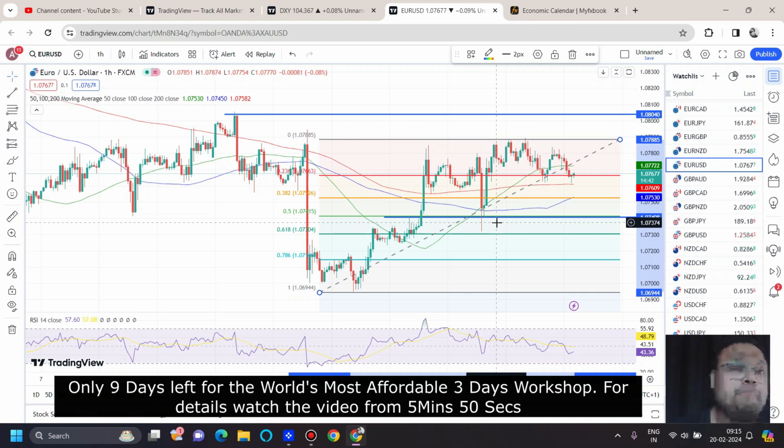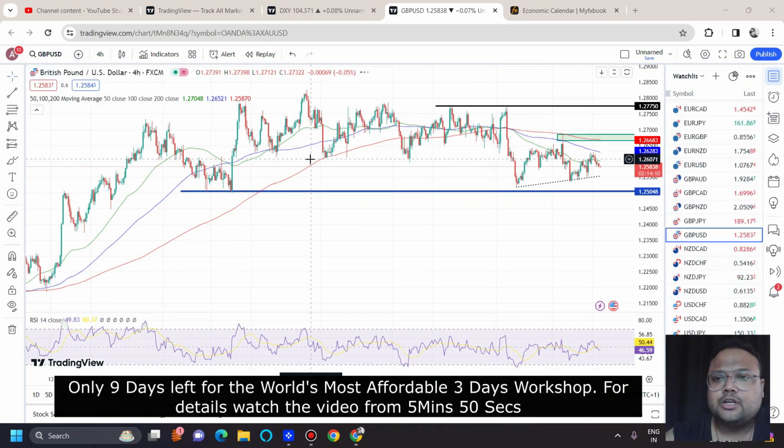And if you're not madly in love with euro dollar, then obviously you should be looking for trading opportunities on other pairs, because Euro USD is not in ideal position to place any trades. Whether you are a swing trader or positional trader or a day trader, doesn't matter.